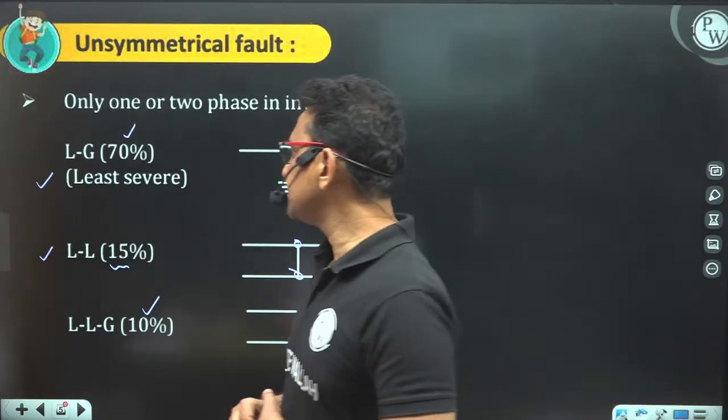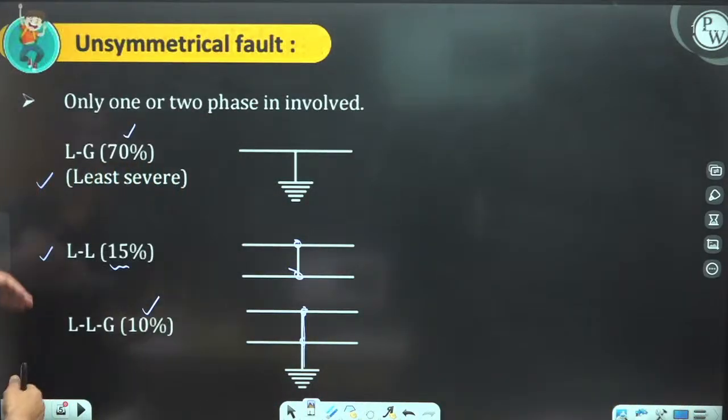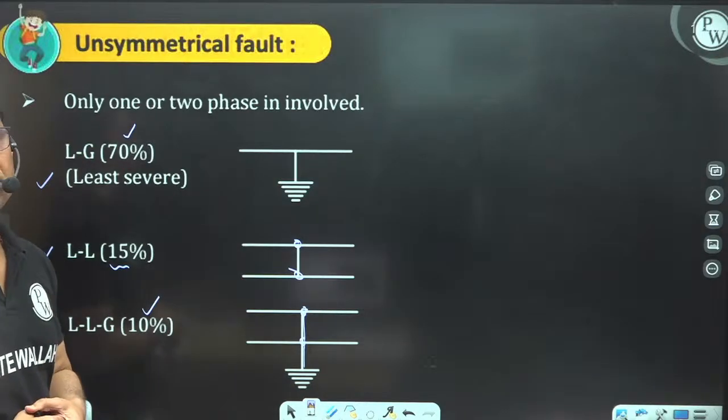So the maximum chances of fault occurrence is the line to ground fault, then the line to line fault, and then the double line to ground fault.